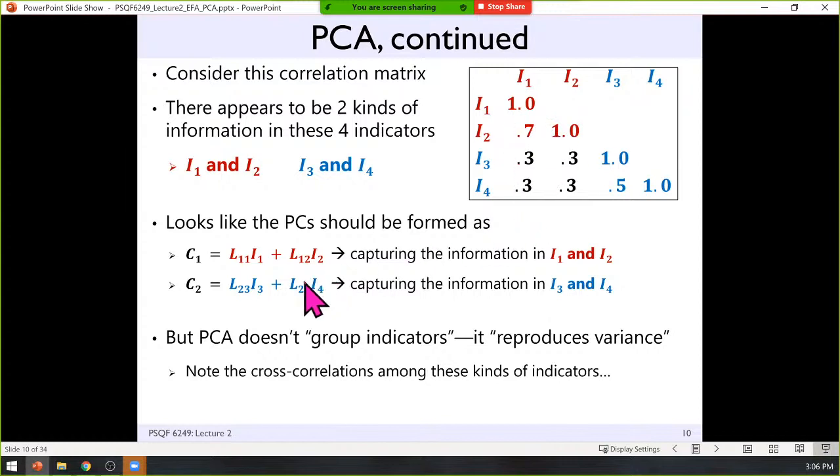Okay, so based on this correlation pattern, you might think that I would end up with 2 components and that they would be formed this way. But that is not what PCA does. That's not what it's for. That's what EFA is for. The role of PCA is to summarize information.